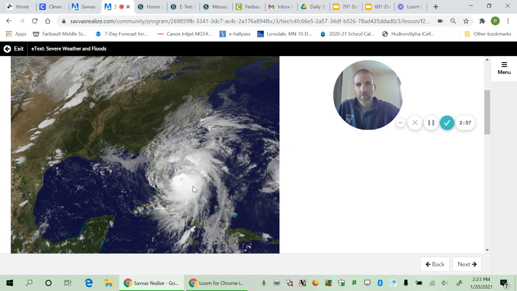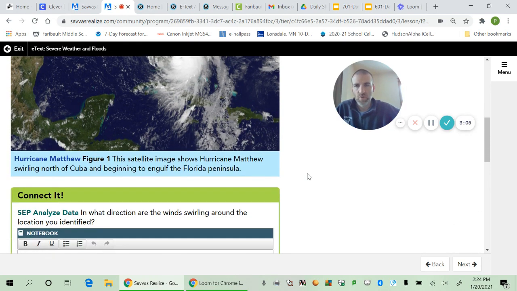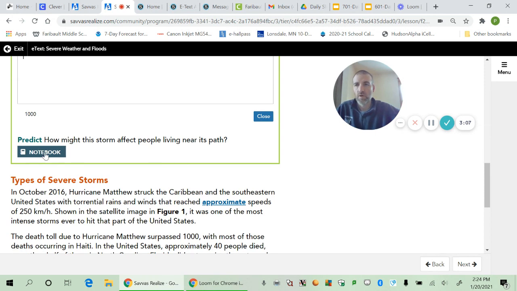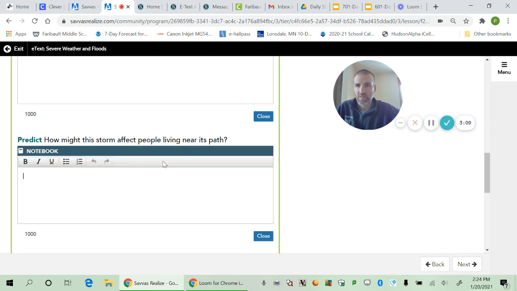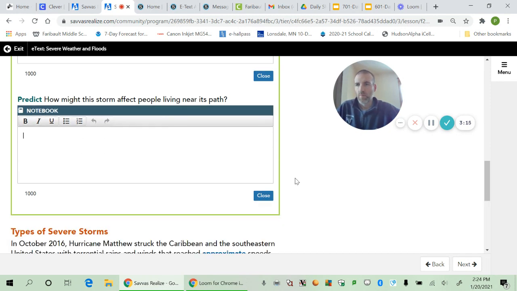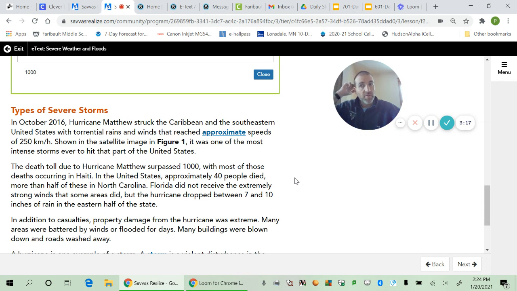Also, with these hurricanes, you hope that people are able to take shelter or to evacuate, and that there is no loss of life involved in this hurricane. So any of those would be possible answers for the second question, how might this storm affect the people living near its path?